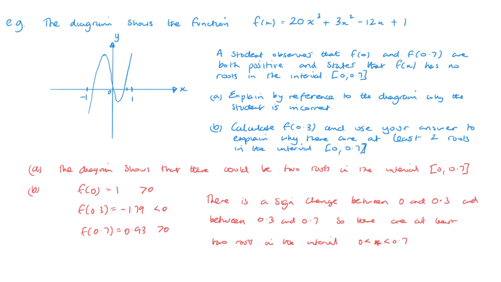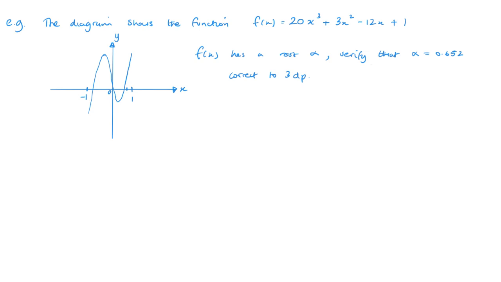we verify a root. So I've taken the same function, and the f of x has a root called alpha. Verify that alpha equals 0.652 to 3 decimal places. So how we do that is we are looking for a sign change, and we're going to substitute in two values either side of 0.652 that basically should round to 0.652.